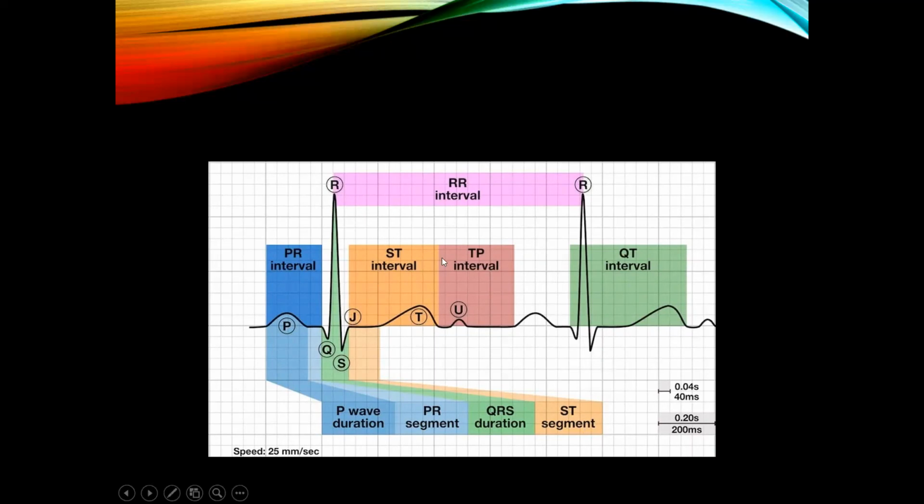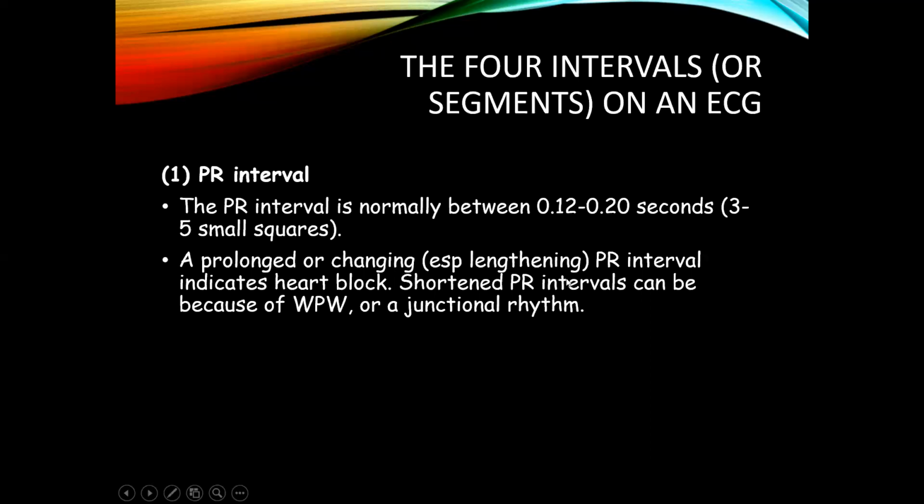So you need to have these intervals in mind and you always need to calculate them to see if they're normal or not. This is just showing us that a small box is equivalent to 0.04 seconds and a big box is 0.2 seconds. So the four intervals or segments in an ECG: the PR interval is normally between 0.12 to 0.2 seconds, which is roughly 3 to 5 small squares. A prolonged or changing, especially lengthening, PR interval indicates heart block. Shortened PR intervals can be because of Wolff-Parkinson-White syndrome or a junctional rhythm.